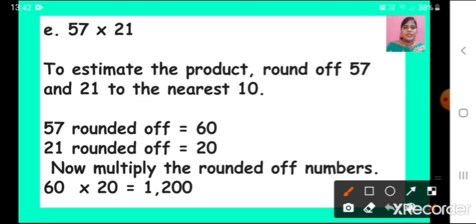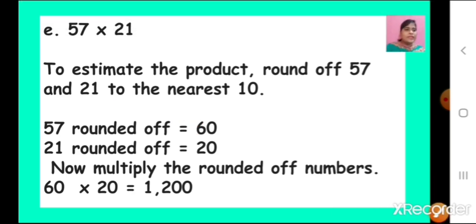Now let us round off children 57. Okay. So 7 will become 0. The number in the ones place will become 0. And the number in the tens place, will it change? Yes, it will change. Why? Because the number at the ones place is more than 5. It is 7. So we have to add 1 to the number at the tens place. 5 plus 1 is 6. So number 5 will become 6. 57 rounded off to nearest 10 is 60.